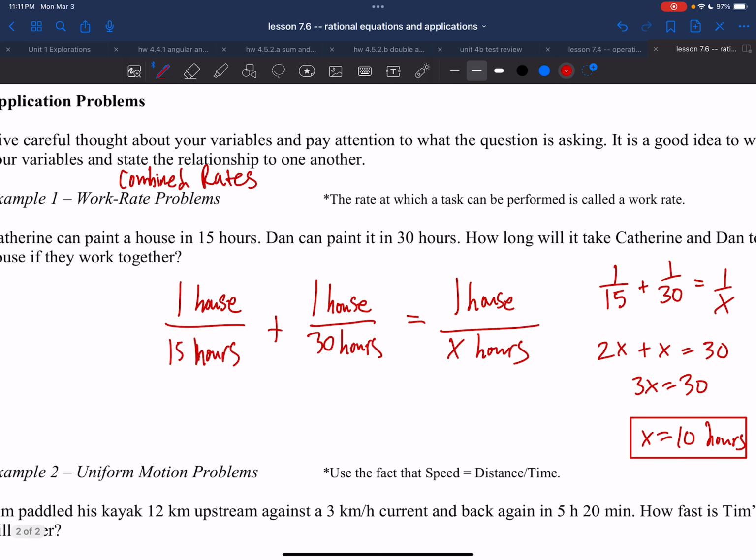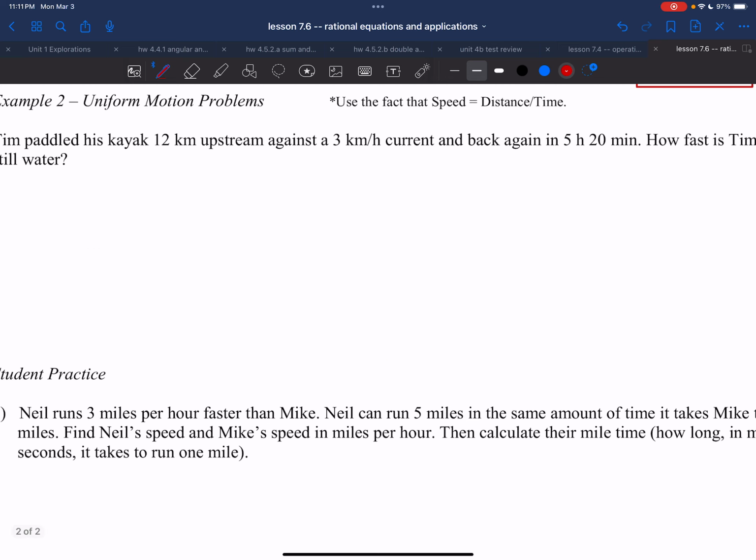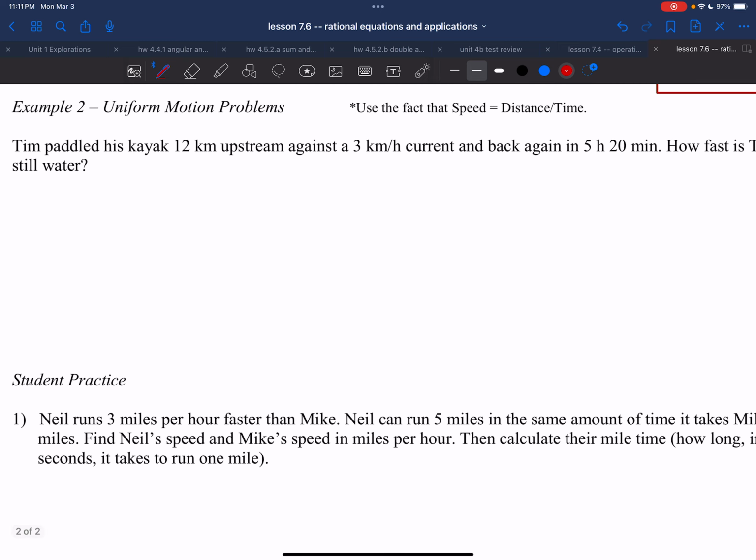But I'll let you know that this is one of the simpler ones. It's just to introduce you to that idea. Okay? All right. Let's go to example 2. It's called uniform motion problems. Now, these are a little bit trickier, okay? This is a lot more involved and a lot more variables to think about and consider.